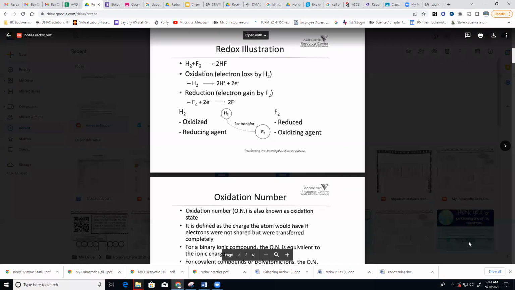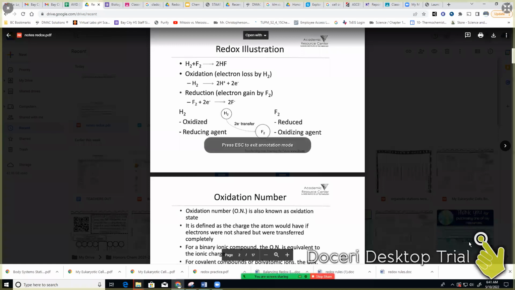So if we just look at a really quick example, this would be a synthesis reaction from elements. We'll go over the oxidation numbers in a minute, but the oxidation number for any element in its normal state at room temperature is 0. And then over here, my fluoride is going to have a -1, and my hydrogen is going to have a +1. So oxidation is what you see happening with the hydrogen, because it's going from 0 as a reactant to a +1 as a product. So it has lost electrons and it is becoming more positive.